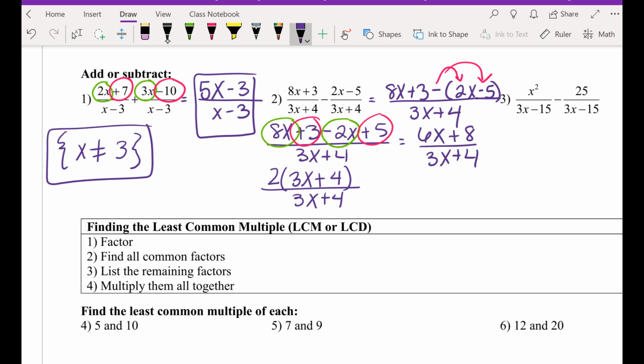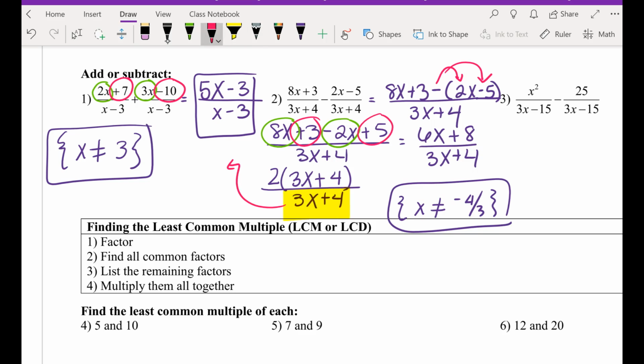Now before I go and cancel things out, what must you do? Restriction. X can never ever be what? Good. Can you see that if you know it right away, you don't have to do your work? Because by now we have practiced restrictions so much, you can just see it. But if you are still struggling, how do we find restrictions? Take the denominator and set it equal to 0. So 3x plus 4 equals 0. Move the 4 over. That gives you a negative 4. Divide both sides by 3. That's where the negative 4/3 comes from.